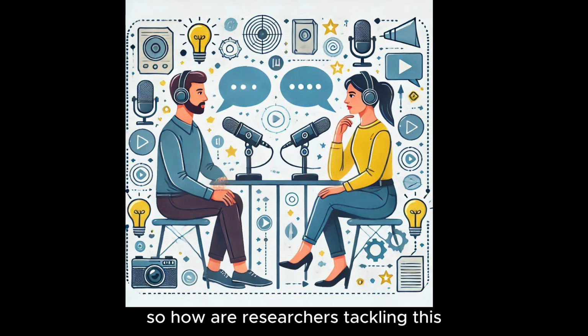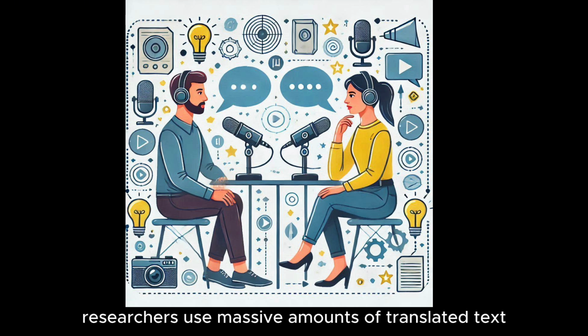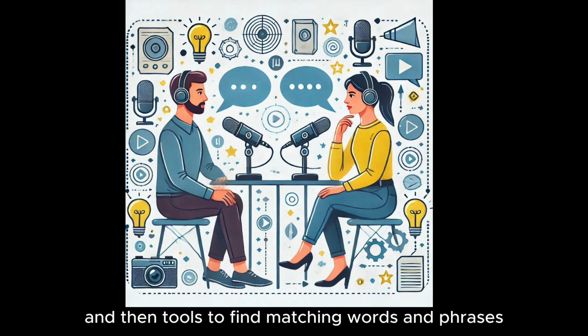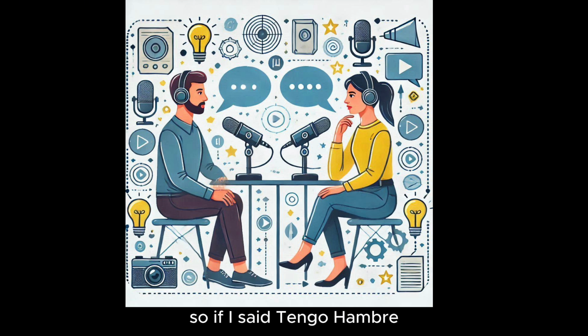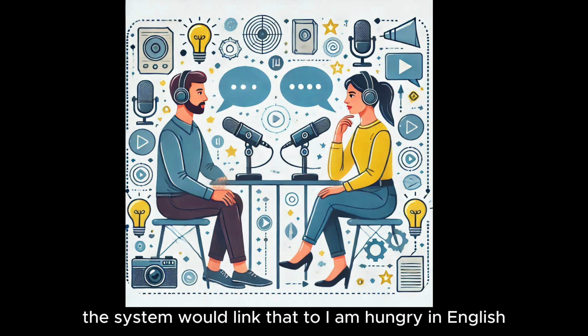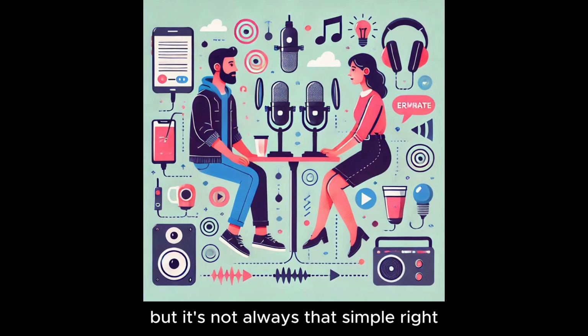So how are researchers tackling this? Where do they even begin? Well, one of the early approaches was word mapping. It's kind of like making a giant bilingual dictionary for code-switched speech. Researchers use massive amounts of translated text and then tools to find matching words and phrases. So if I said Tengo hambre, the system would link that to I am hungry in English. Exactly. But it's not always that simple.